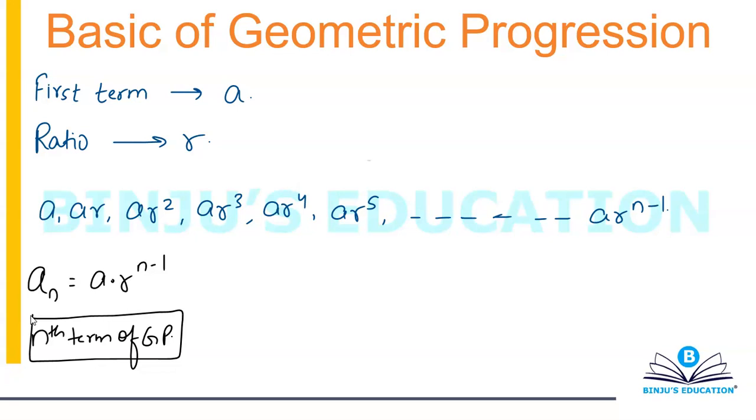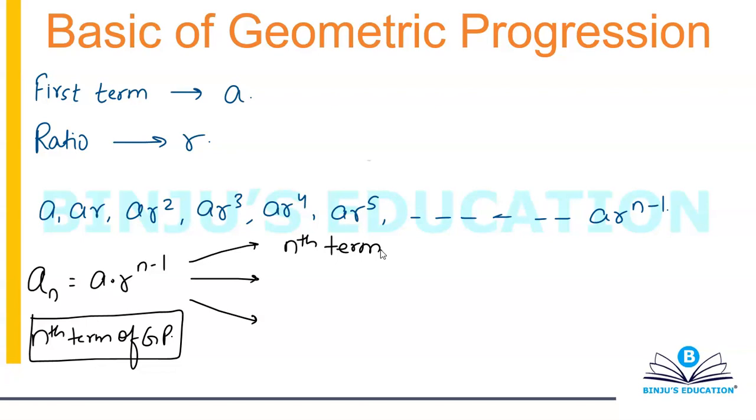This formula or relationship, however you want to put it, is typically used to calculate three things. You can calculate any nth term using this formula. For example, if you want to calculate the 12th term of GP, then A12 becomes A into R to the power 12 minus 1, that is A into R to the power 11.